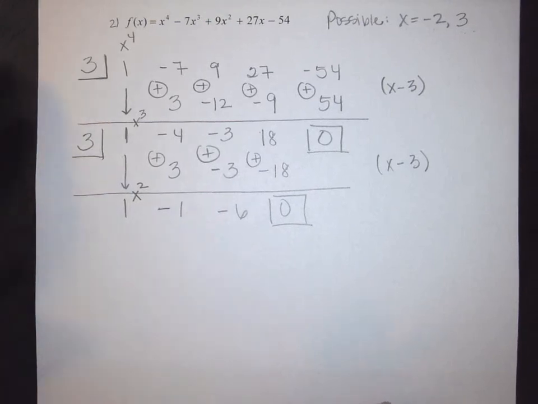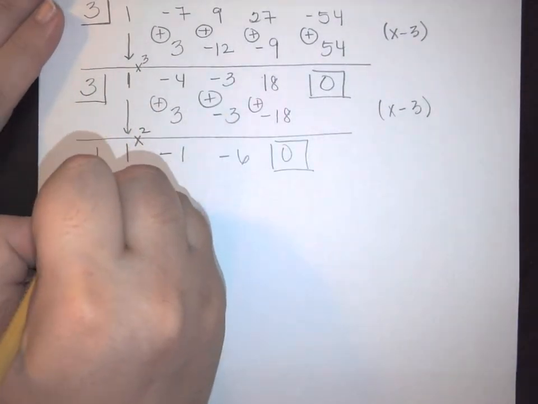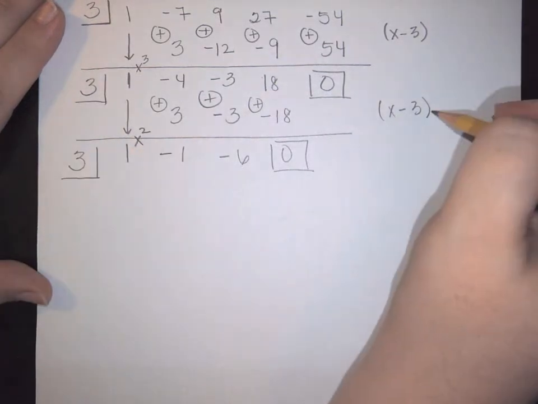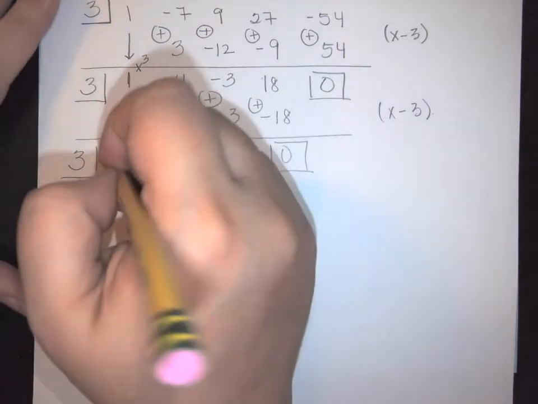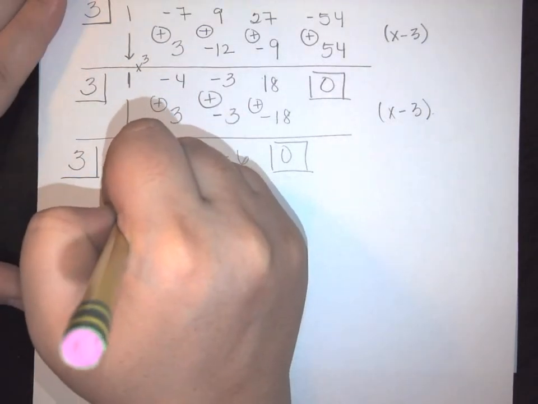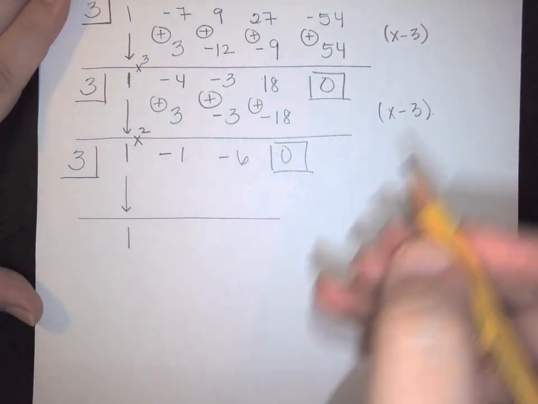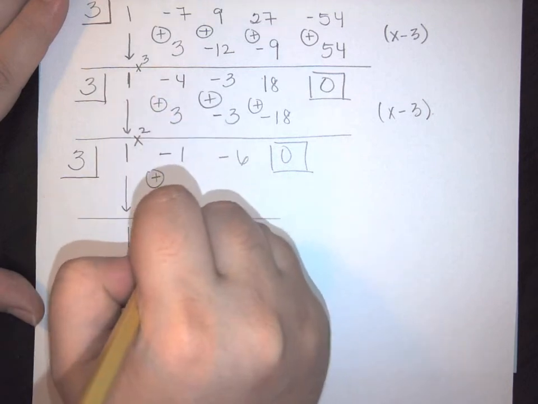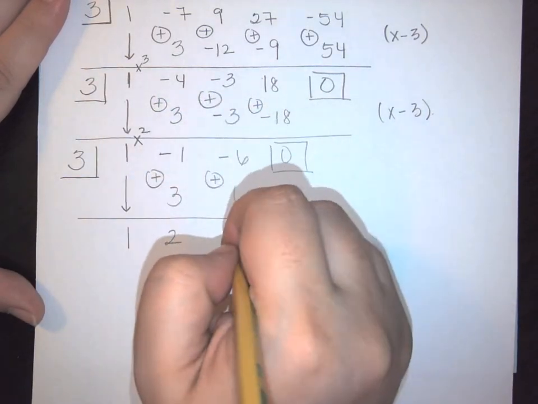Now in the last one I solved the quadratic, but let's go ahead and show you what it looks like to synthetic one more time. Since 3 worked, again, I want to test it. The idea is you keep testing a 0 until it fails. So here, again, I'm going to drop down the 1. 1 times 3 is 3. Add these together and I get 2. 2 times 3 is 6. Add them together and I get 0.